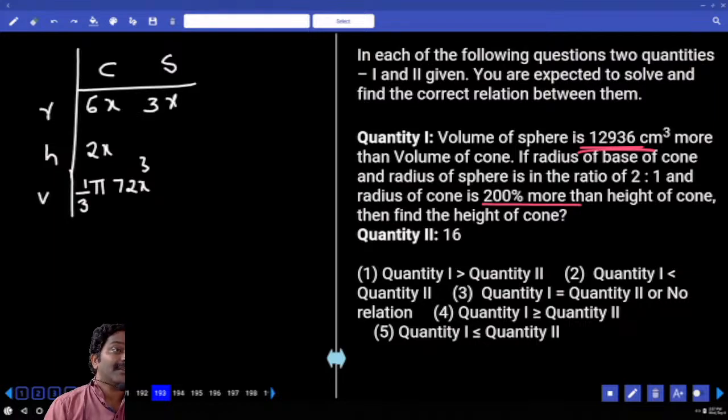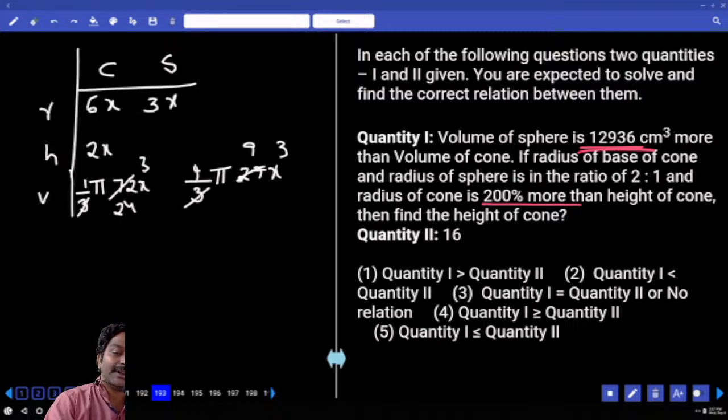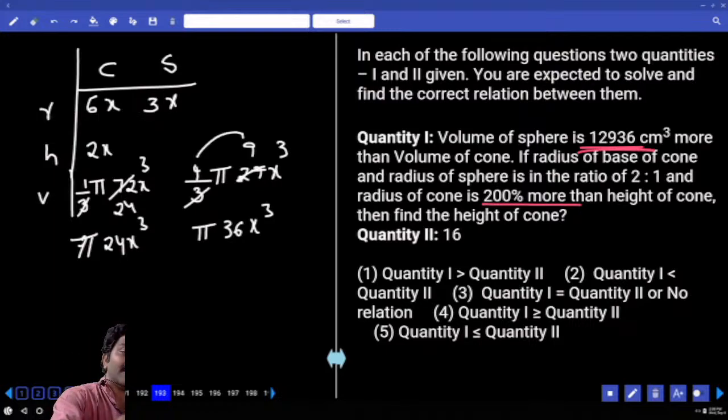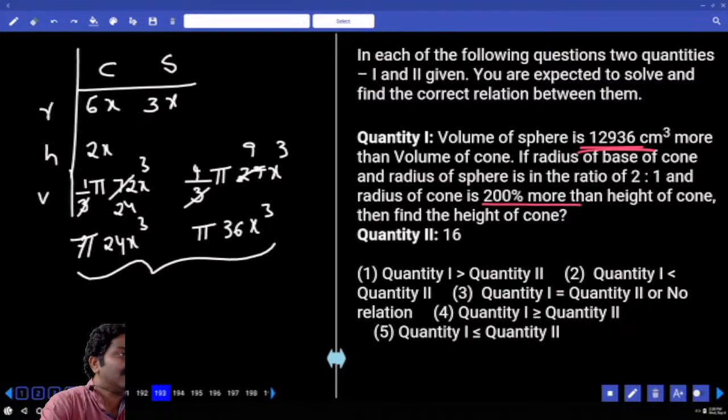Volume of the sphere is 4/3 pi r cube. What is r? 3x whole cube, 27x cube. 3 how many times? 24 times. 3 how many times? 9 times. So that is going to be pi into 24x cube, pi into 36x cube. So what is the difference between both? Pi into 12x cube.